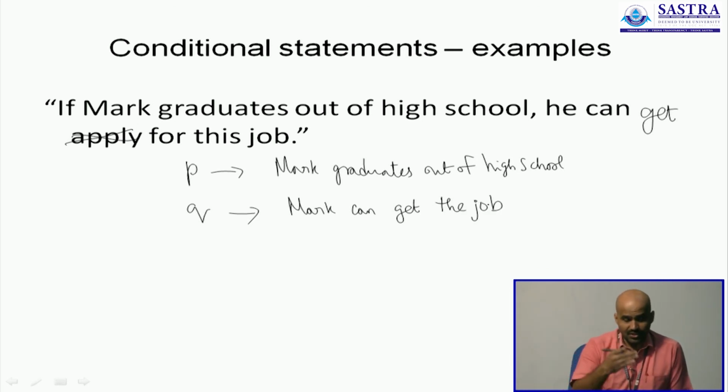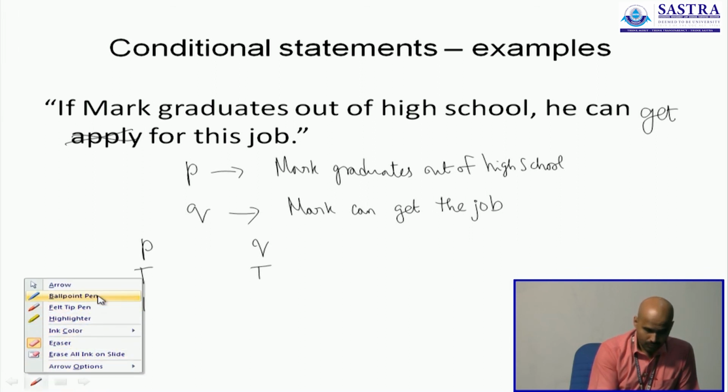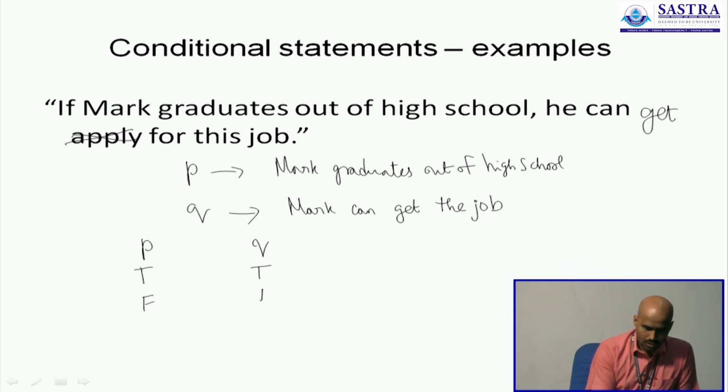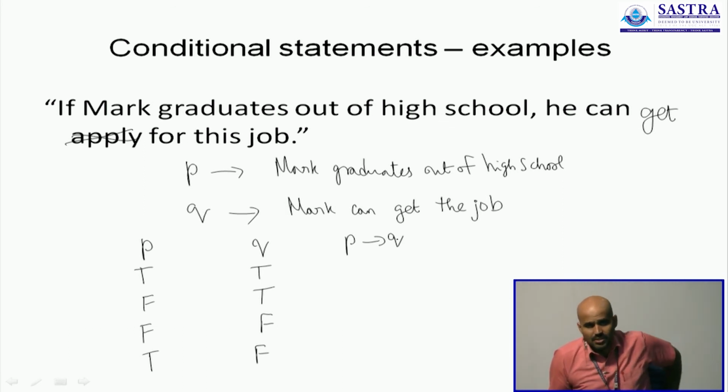We'll once again discuss all possible cases, P and Q: true and true, false and true, false and false, true and false. What happens in each case to the conditional? The first possible instance says that he has actually graduated from high school, and also that he's got a nice job.